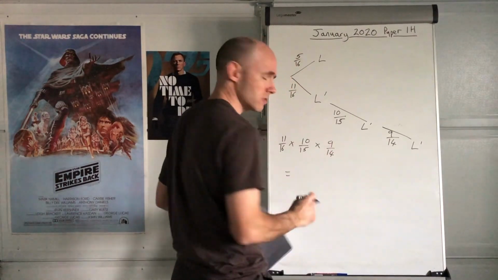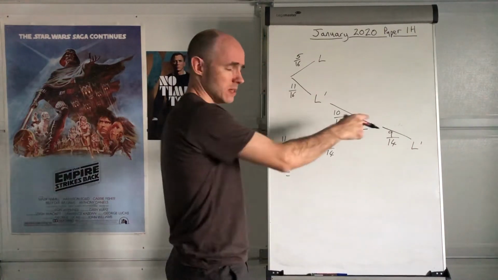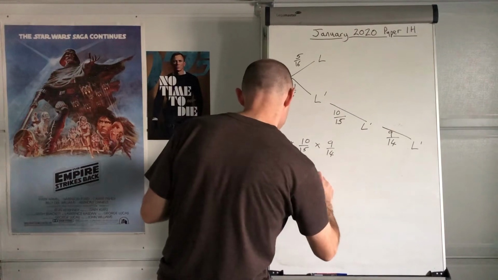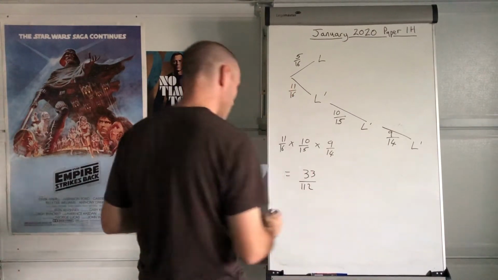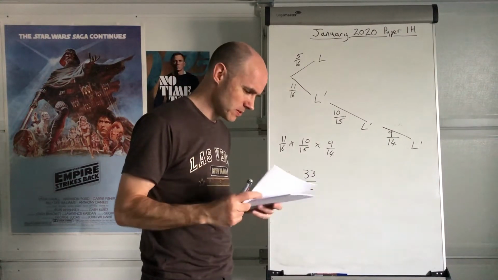So an easy question. You could have just written down that. Maybe somebody did. Great if you did, but I'm just showing you how the tree diagram would have worked for it. Okay, and you should get 33 over 112 as your simplified fraction. Okay, good.